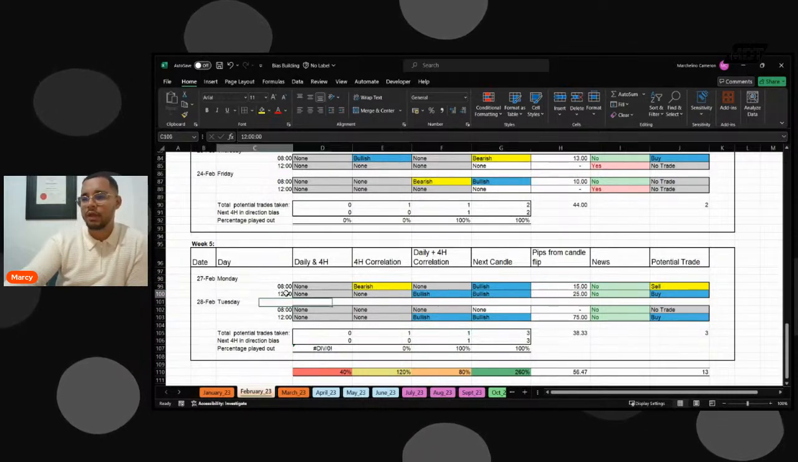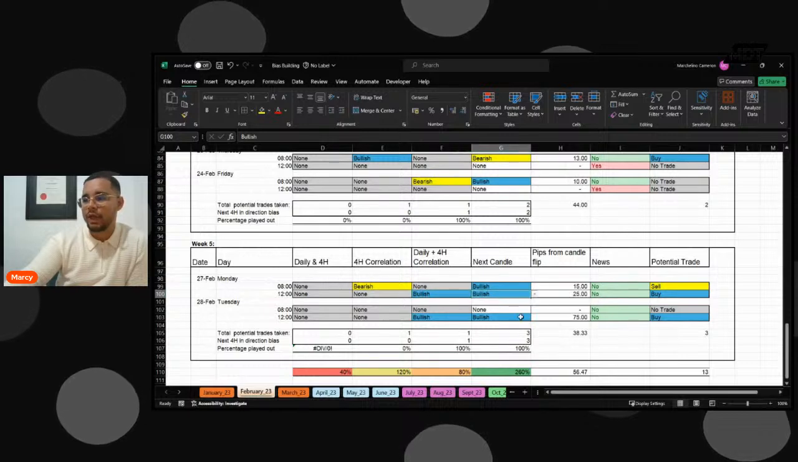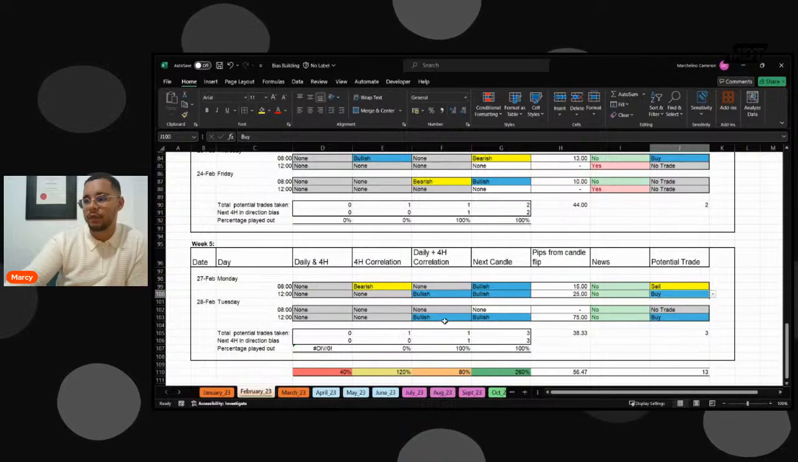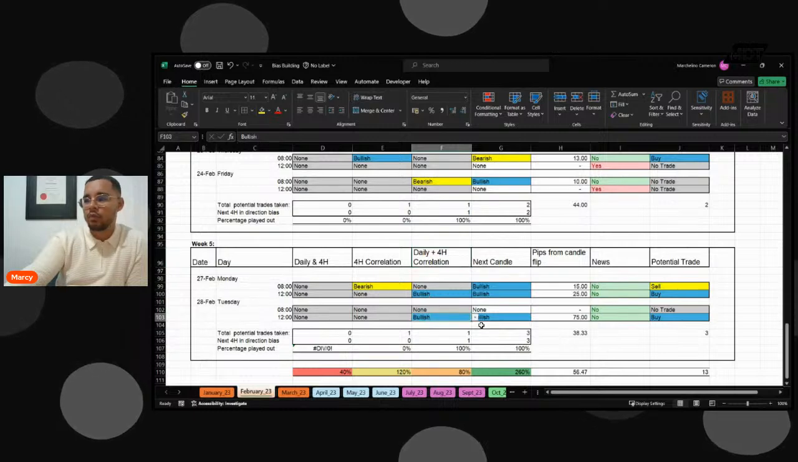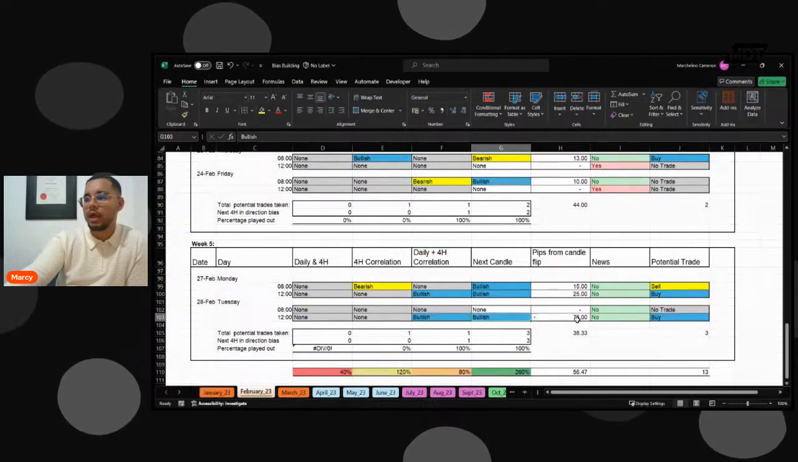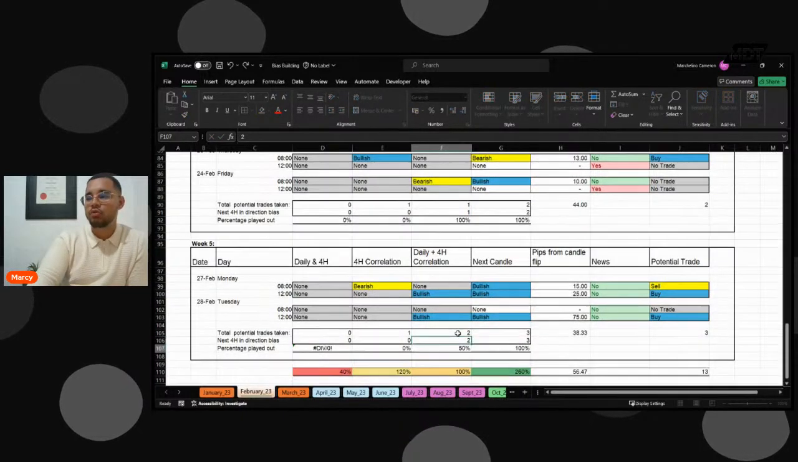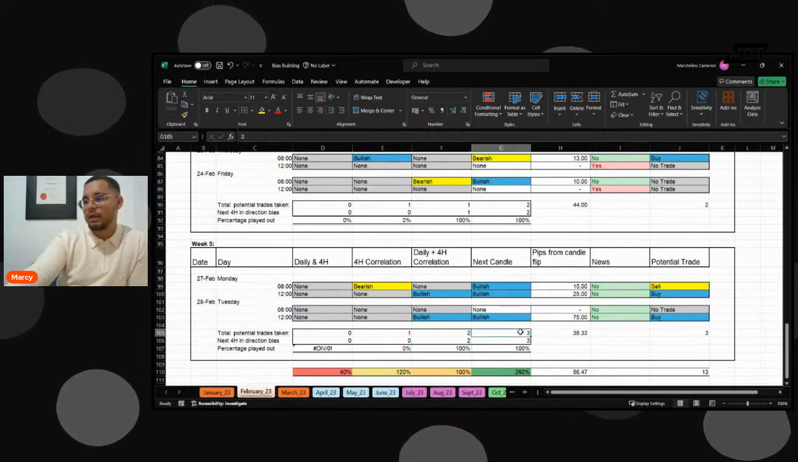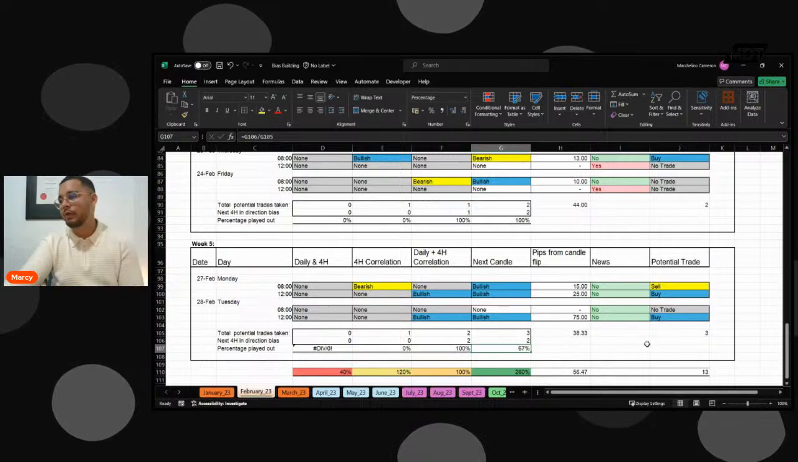Then on that same day, the 12 o'clock candle, we had a bullish bias. The next candle played out bullish, 25 pips, potential buys. And similarly on the Tuesday, we have daily and 4H correlation. The next candle played out for 75 pips. So this needs to be 2 trades taken, 2 trades played out. And this is 3 trades and 2 trades playing out. So we have a 67% win rate.